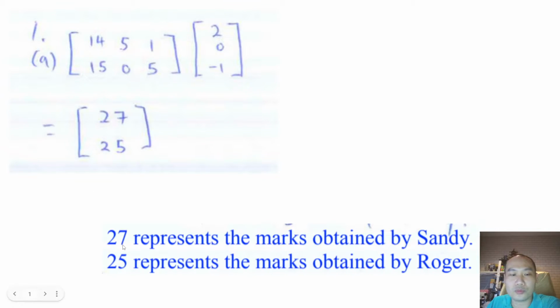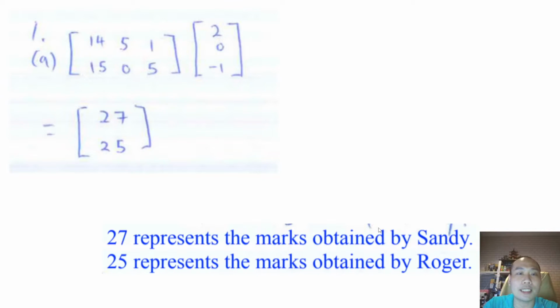Therefore, to analyze this, we now know that 27 here represents the marks obtained by Sandy, and 25 represents the marks obtained by Roger. See, beautiful, right? And that's why we use matrices here. So if we understand how matrices work, for this type of question, in a single working, we manage to get all the information that we want, right? Okay, so that is the first question.